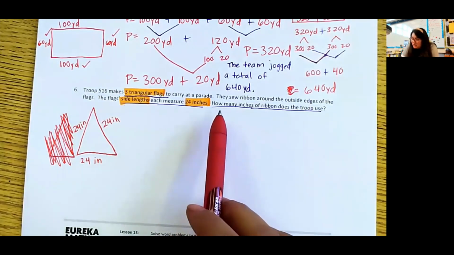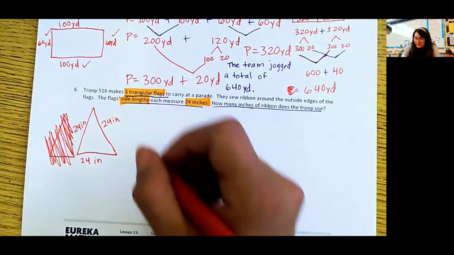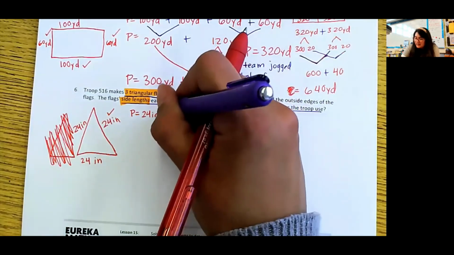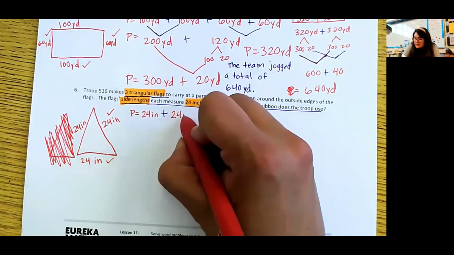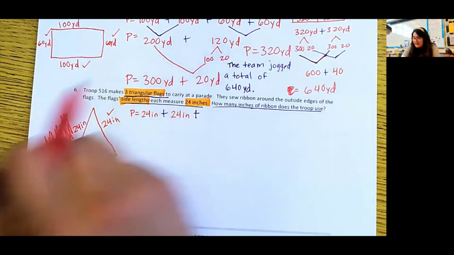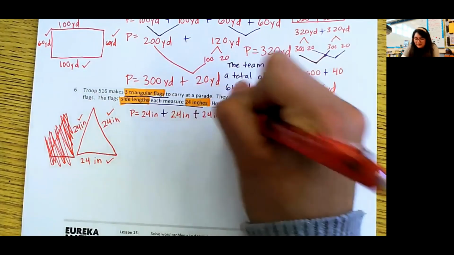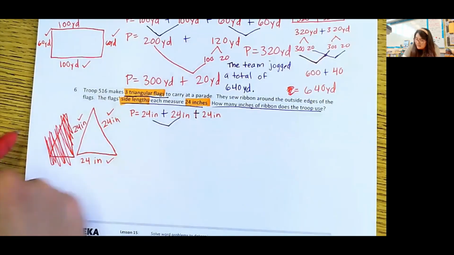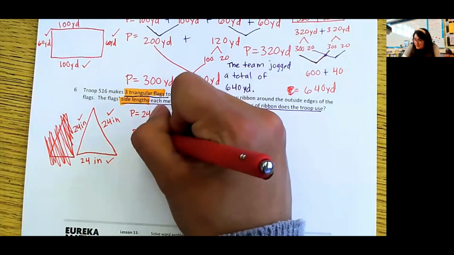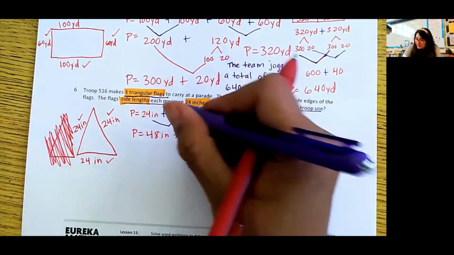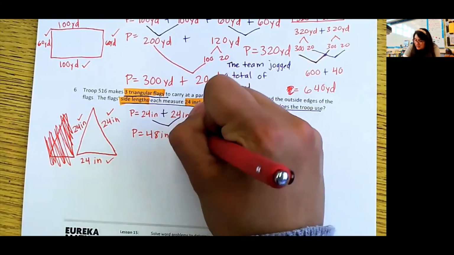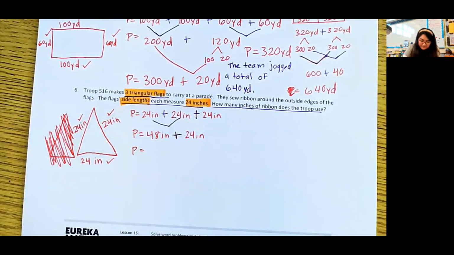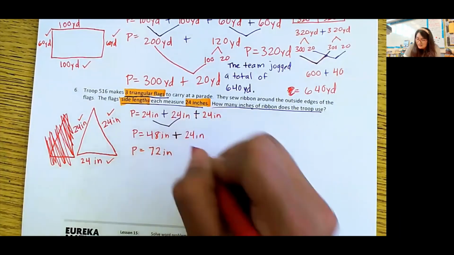Okay? Now, next I need to find the perimeter of this one triangle. So I'm going to say perimeter equals 24 inches, plus another 24 inches. Oops, plus, and here is another one, 24 inches. Then I'm going to add these two. So my perimeter, 24 plus 24 is 48 inches, and I'm bringing down my 24 inches, and then 48 inches plus 24 inches is 72 inches. Okay.